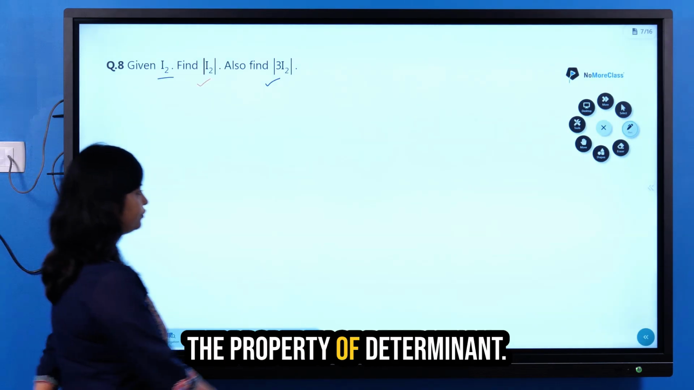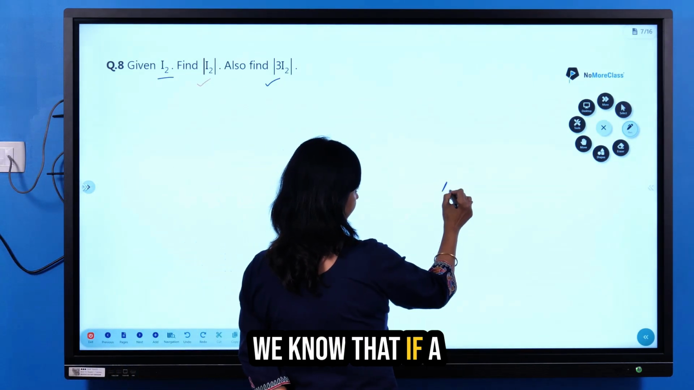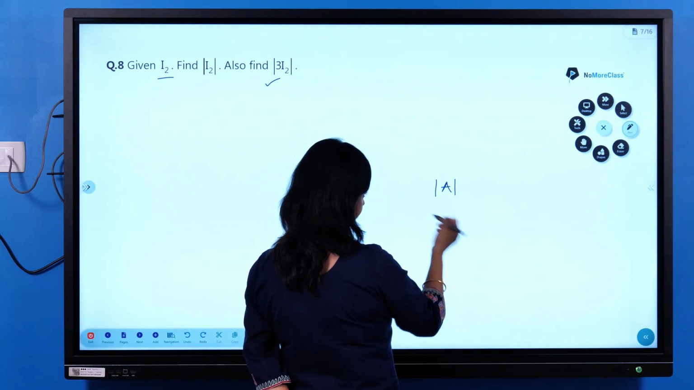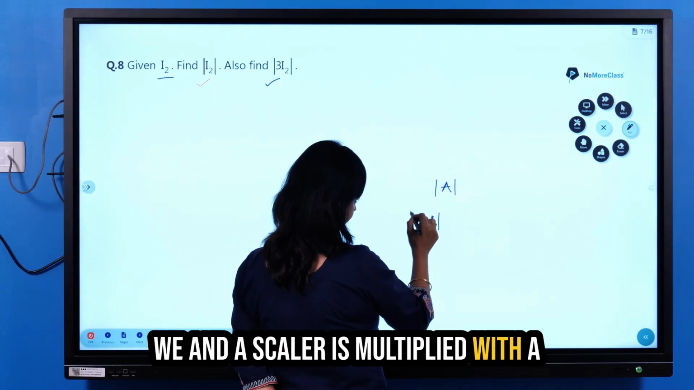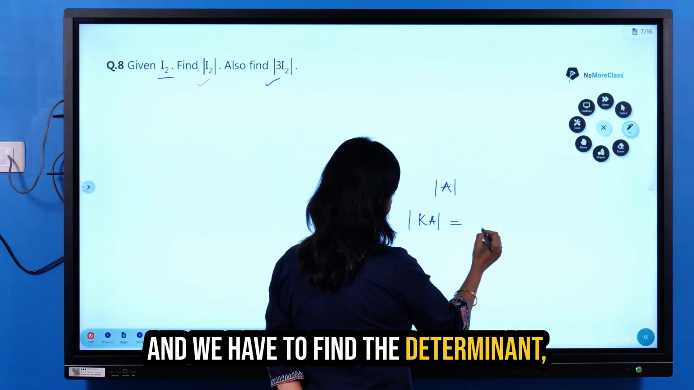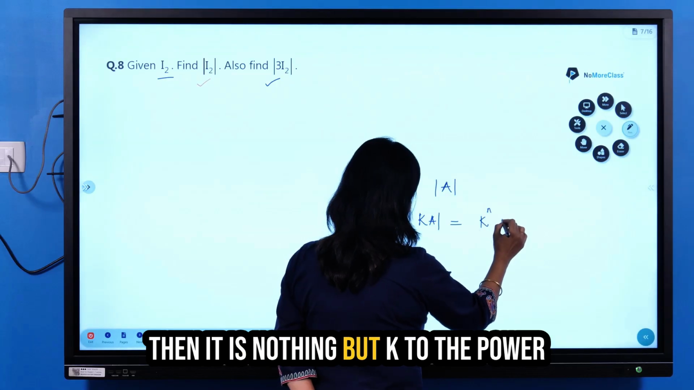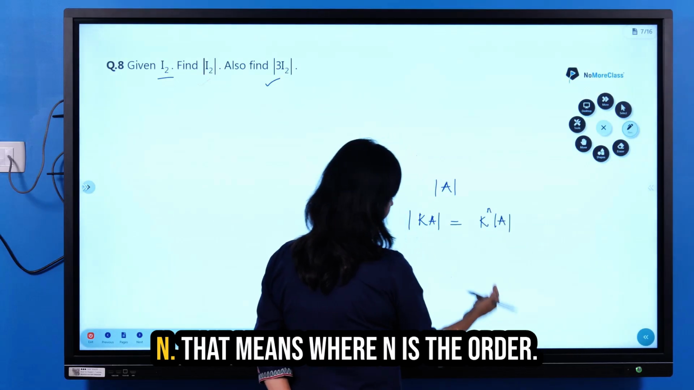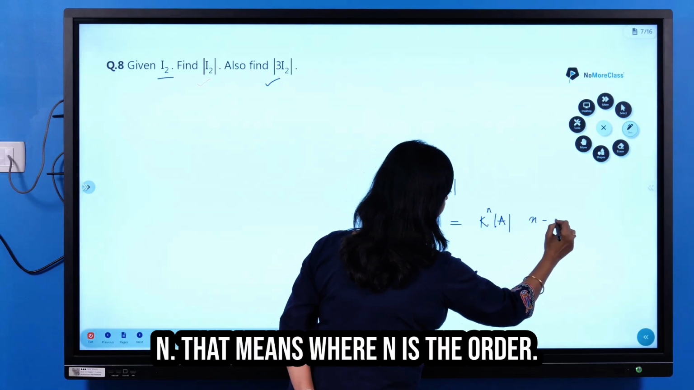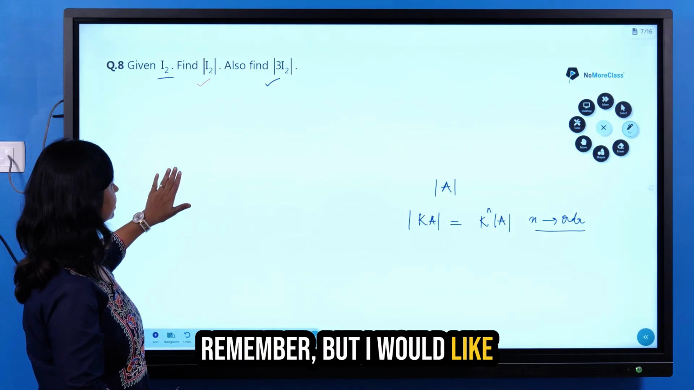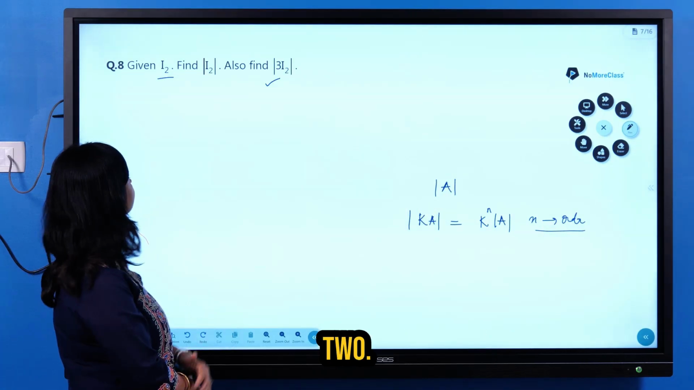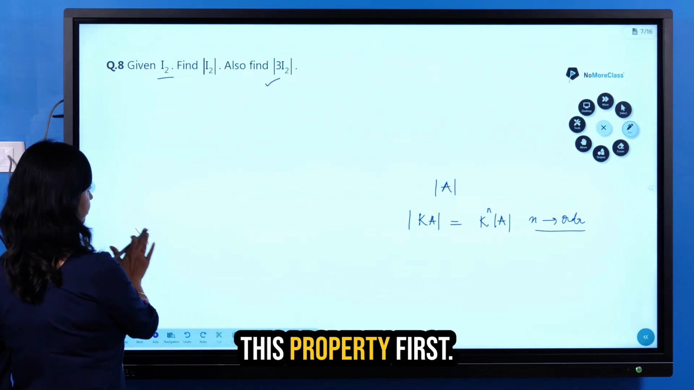The property of determinant, we know that if a scalar k is multiplied with A and we have to find the determinant, then it is nothing but k to the power n times the determinant of A, where n is the order. So this is a property that we remember, but because it is a 2 into 2, let us look at this property first.